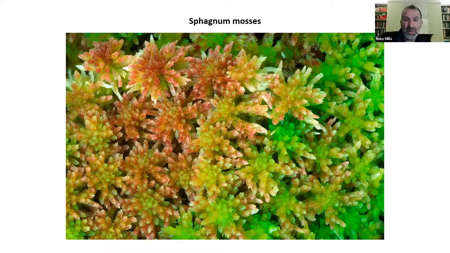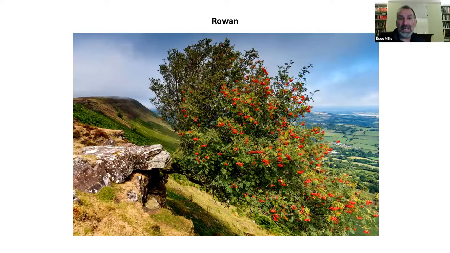Okay, so we'll also find trees growing in ledges. This is a rowan tree. I'm sure you recognize that as a rowan, with the red berries. That's when they're most obvious. Lots of food for birds in the hills.